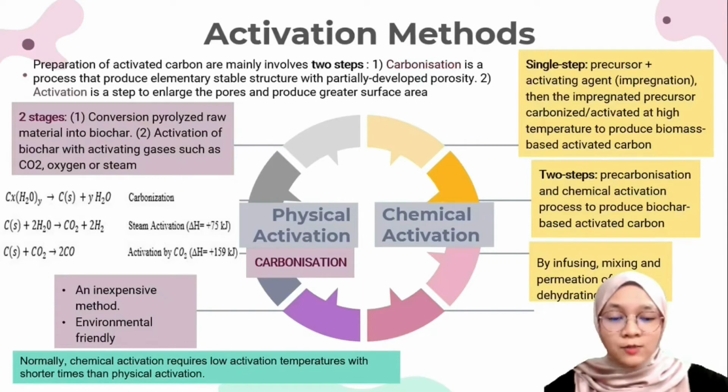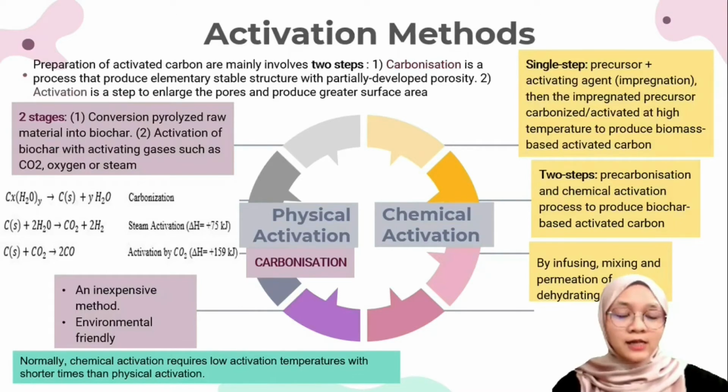Excessive carbonization temperature above 1200 degrees Celsius might lead to low yield of carbon and damage pore structure. Physical activation has its advantages, which is that it is an inexpensive method and environmentally friendly. While chemical activation can be conducted in two steps, single step is the common method where the precursor is mixed directly with the activating agent, which is called impregnation.